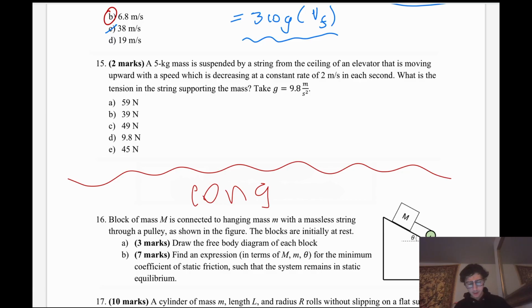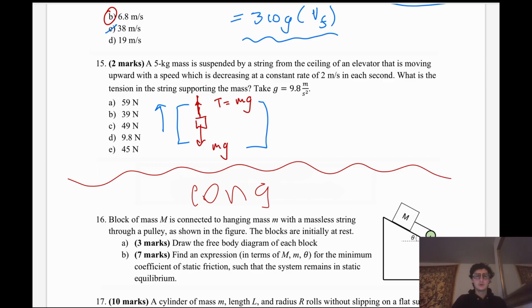A 5 kilogram mass is suspended by a spring from the ceiling of an elevator that is moving upward with a speed which is decreasing at a constant rate of 2 meters per second in each second. That's weird. What is the tension in the string supporting the mass? Okay, here's this. There's mg over here, and there's the spring, which normally the tension should equal mg. But now the whole elevator is accelerating upward. So this whole box is moving upward with a speed which is decreasing.